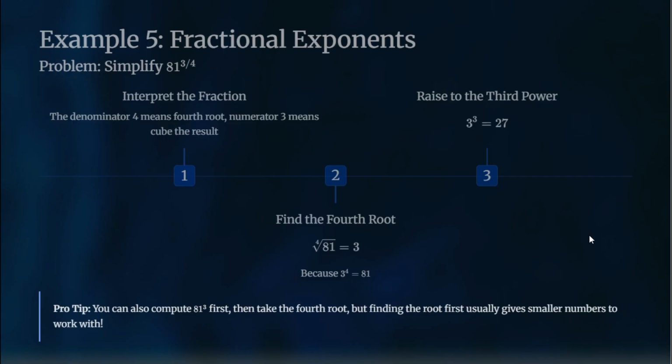You could also compute 81 cubed first and then take the fourth root, but usually finding the root first will give you a smaller number to work with, so it becomes easier.